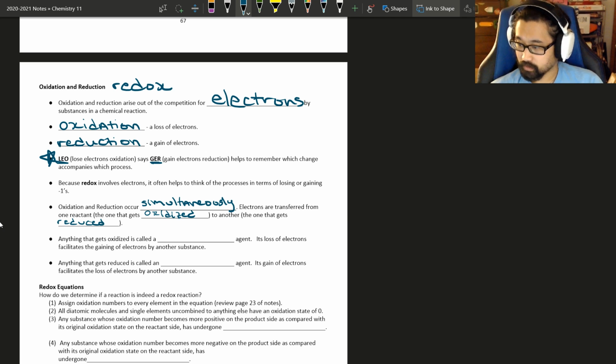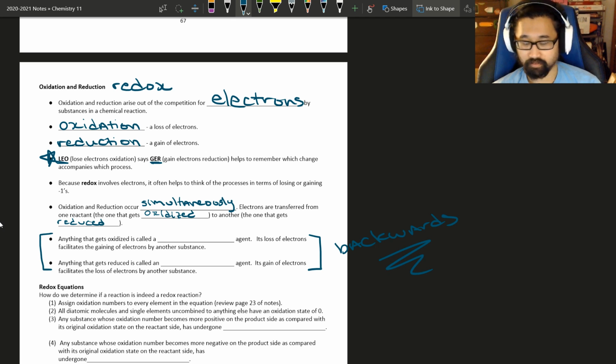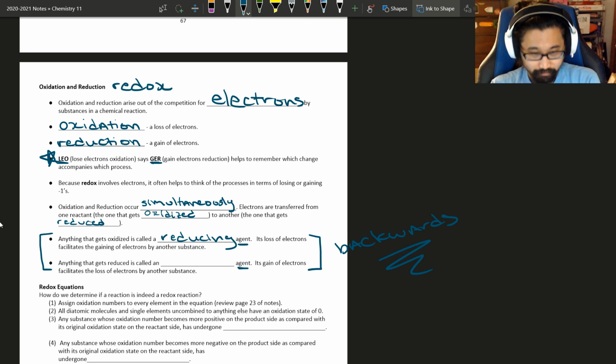Now, these are weird. These two bullet points are backwards. They have the word agent in them. The only time that I really see agent is in spy movies. If you see a double agent, you have to think the opposite, right? Anything that gets oxidized is known as a reducing agent. I know, already just your minds are exploding. It can be confusing, but I swear.